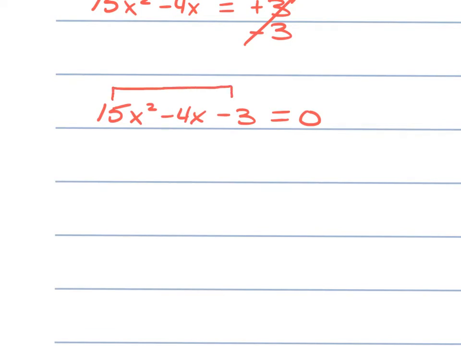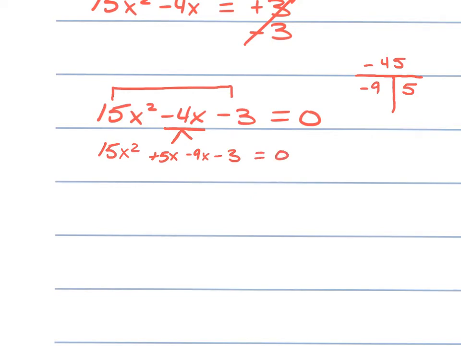But how do we factor this? First times last gives me negative 45. I need 2 numbers that multiply to give me negative 45, but when added will give me negative 4. Negative 9 and 5. Negative 9 times 5 is negative 45, and negative 9 plus 5 is negative 4. So we're going to break this up here into a positive 5x and a negative 9x. Now I have 4 terms.